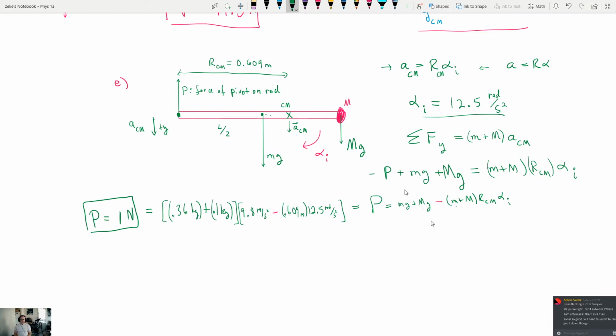Okay, did you all see the change that I made there and why I made it? Basically just switched the direction that I called positive, which meant that P is now negative and mg and Mg are positive. And the right-hand side stays the same. This doesn't change. But it does give us a smaller answer here.